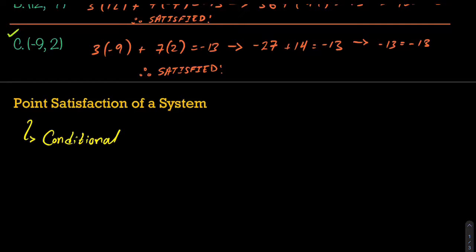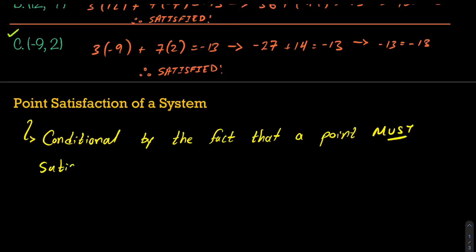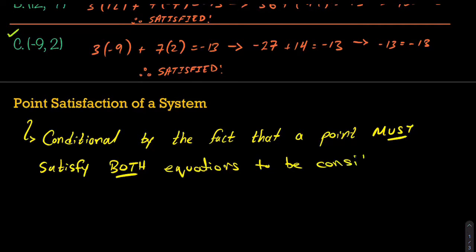What I mean by conditional is, when we're checking a point with a system of two equations, the point has to match the first equation and it also has to match the second equation in order for it to be satisfied. So we'll call it conditional by the fact that a point must satisfy both equations to be considered a solution of the system.